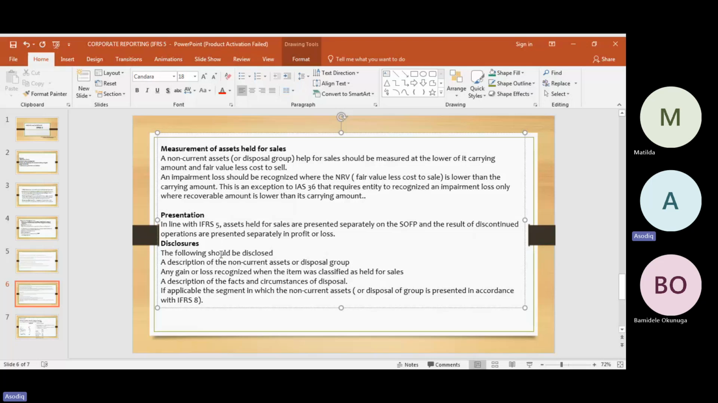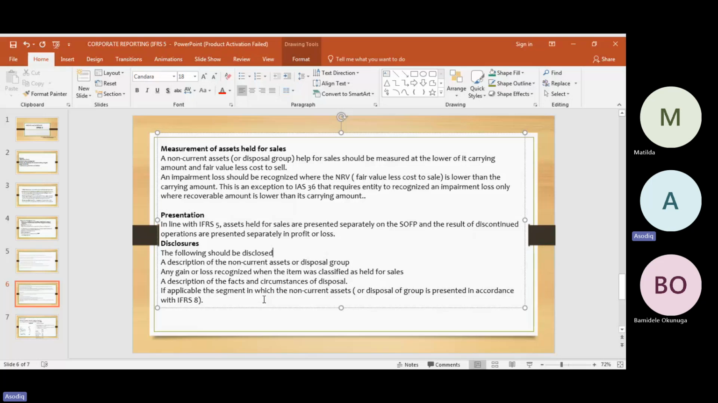Disclosures. The following should be disclosed. A description of the non-current asset or disposal group. It must be disclosed in my words. Statement of financial position. Any gain or loss recognized when the item was classified as held for sale has to be disclosed. A description of the facts and circumstances of the disposal. If applicable, the segment in which the non-current asset or disposal group is presented in accordance with IFRS 8. That means the operating segment.